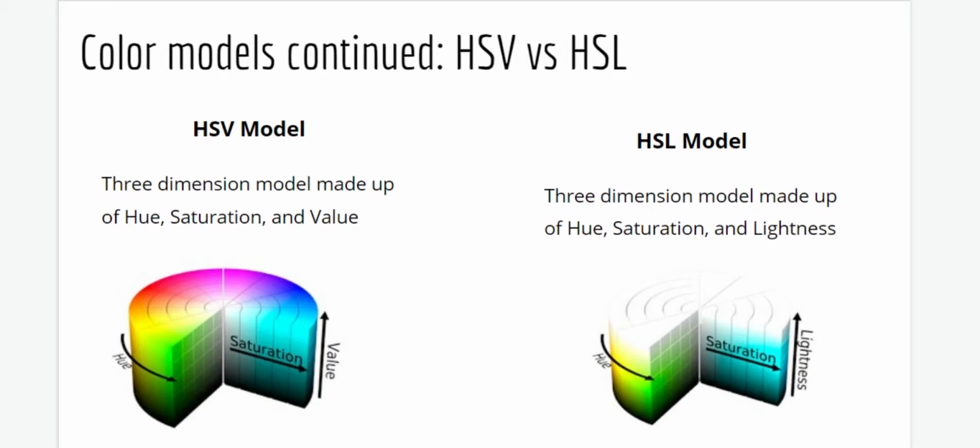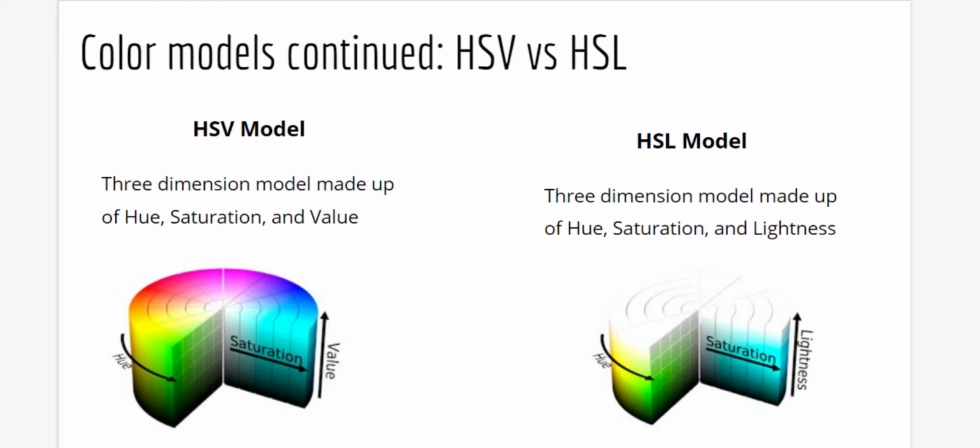So color is considered three-dimensional, and the HSV and HSL color models kind of display that. So the HSV model is a three-dimensional model made up of hue, saturation, and value, and the HSL model is made up of hue, saturation, and lightness. So hue usually is a number between 0 and 360 that represents an angle on the color wheel.